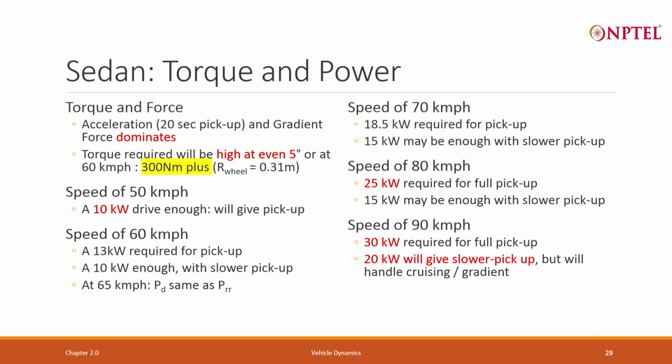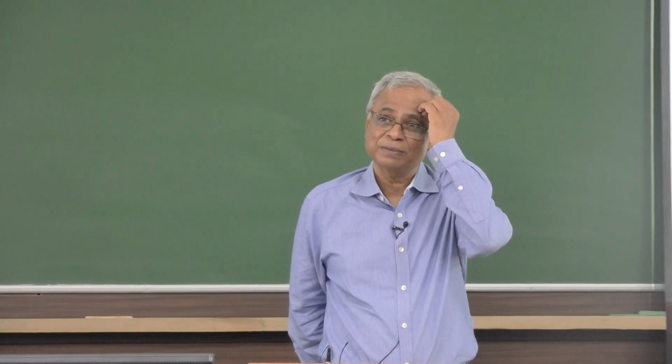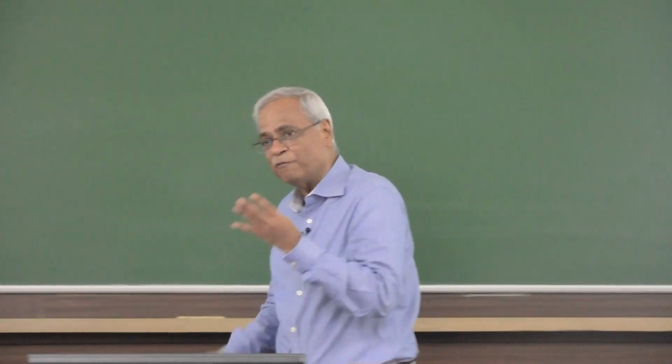What about if you want to go to 150 kilometer per hour, like in Europe? The whole thing will shoot up. More like 60 kilowatt, 70 kilowatt, 80 kilowatt you may be requiring. In fact, it will be a good homework problem. You take the same sedan, make it work till 150 kilometer per hour. Calculate each of the 4 components. Please note down and send it to me.